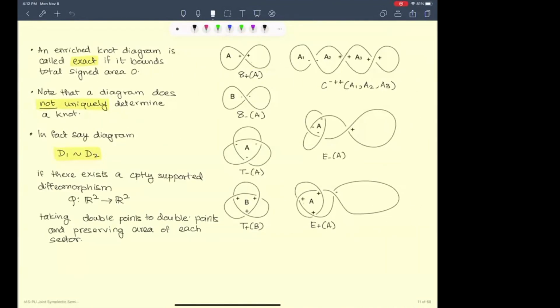In fact, I'm going to cut down even more information. If I have two diagrams and a compactly supported diffeomorphism of R2 taking one of the diagrams to the other while preserving the crossings and the area, so it can squish or pull it but the crossings stay the same, then it could be a nice round thing like that or a very thin one. Those are going to be equivalent.